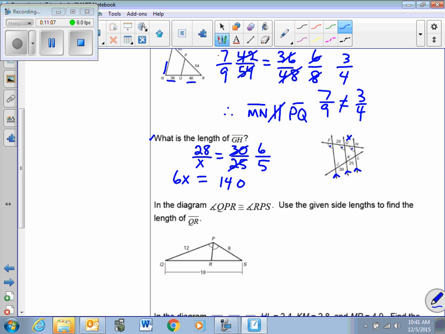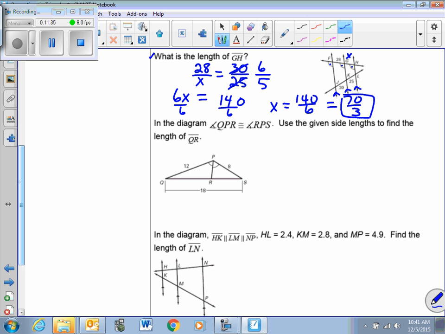I'm not sure. I was hoping it was going to be an integer, but it turns out it's not. So if I divide both sides by 6, x is 140 over 6, which turns out to be, if I divide both of these by 2, 70 over 3. So yeah, sometimes they're not going to come out to be nice integers.